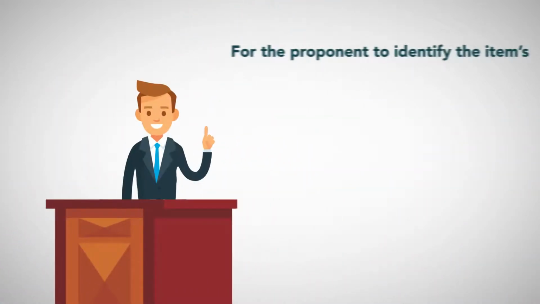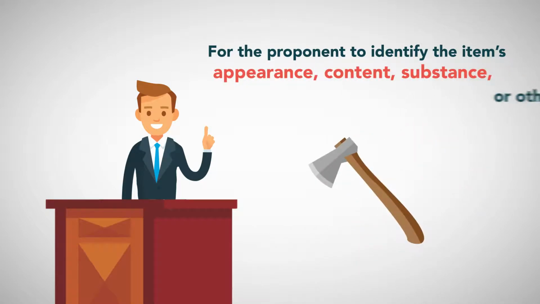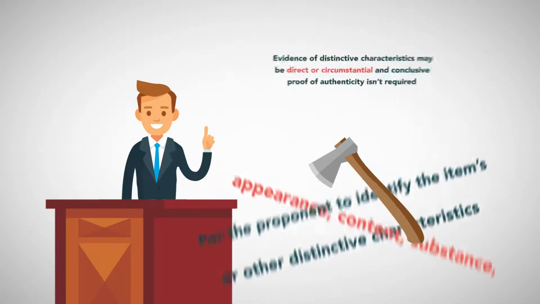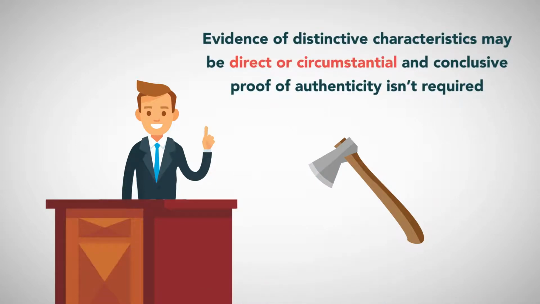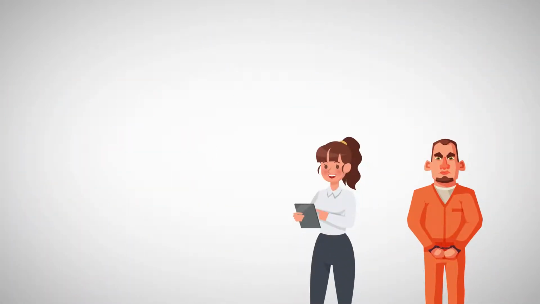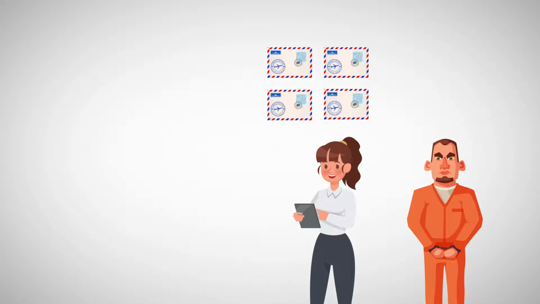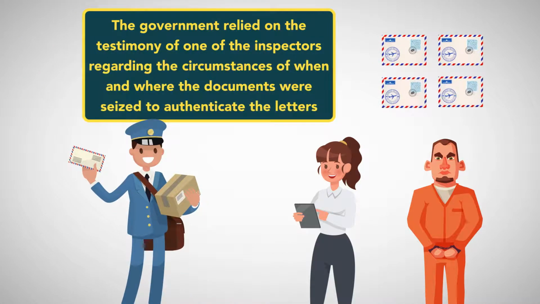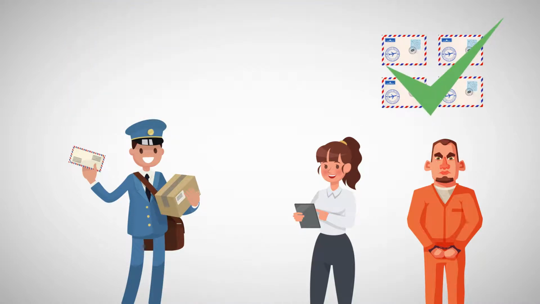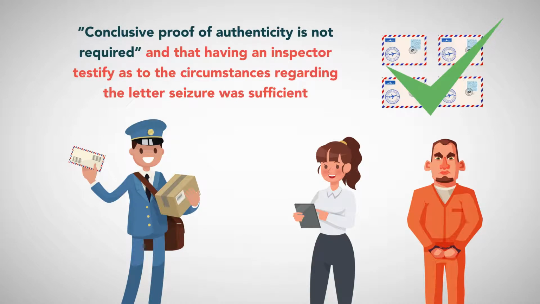Another method of authentication is for the proponent to identify the item's appearance, content, substance, or other distinctive characteristics. Evidence of these distinctive characteristics may be direct or circumstantial, and conclusive proof of authenticity is not required. In one case, involving a mail fraud conviction, the court allowed the government to introduce letters sent by various co-conspirators who allegedly took part in a fraudulent scheme. Postal inspectors had seized the letters, and at trial the government relied on the testimony of one of the inspectors regarding the circumstances of when and where the documents were seized to authenticate the letters. The court allowed this use of circumstantial evidence to authenticate, finding that conclusive proof of authenticity is not required, and that having an inspector testify as to the circumstances regarding the letter seizure was sufficient.